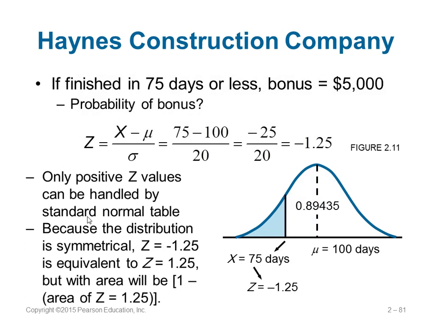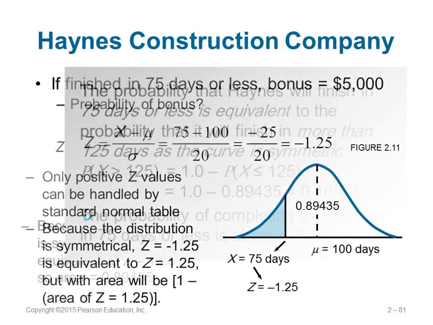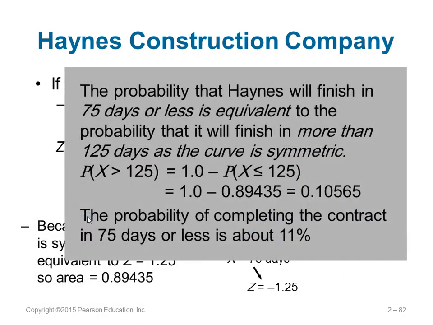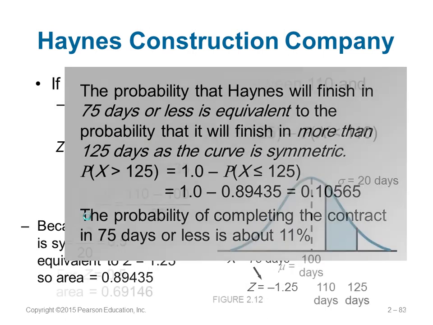And if they change the question, you want to finish it in 75 days, it is minus 1.25. Remember, minus 1.25 is symmetric to 1.25, as you know. You just have to calculate 1 minus the previous value. So 1 minus 0.89, you get 0.105, whatever. It's approximately 11% chance that you will finish in 75 days.